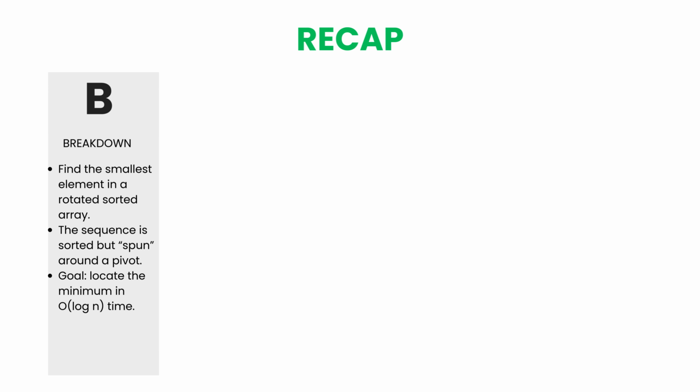Breakdown recap. This problem gives you a sorted array that's been rotated at some unknown pivot, and your task is to find the smallest element. It's a clever twist on a basic searching challenge. The array is still mostly sorted, but the rotation creates a breakpoint where the minimum hides.